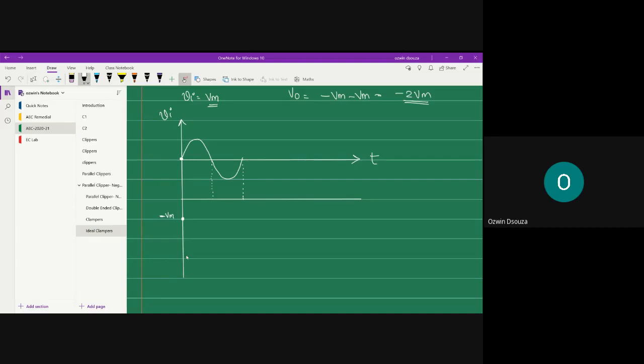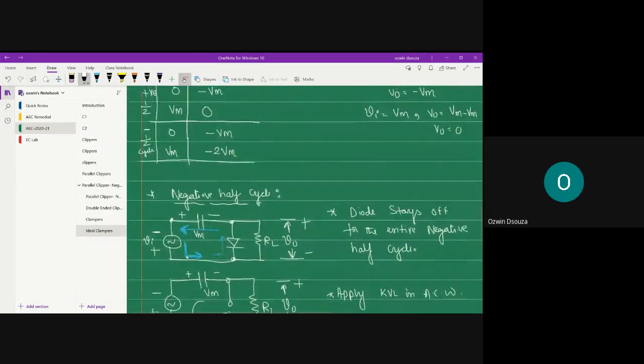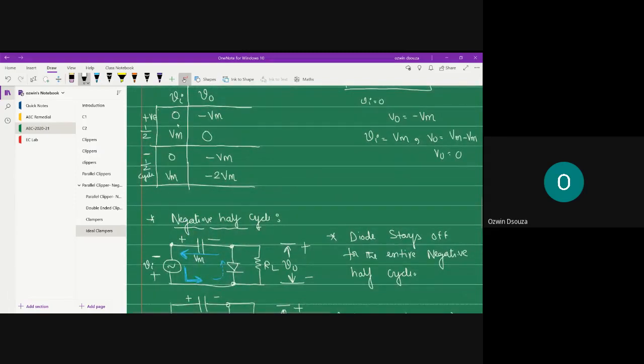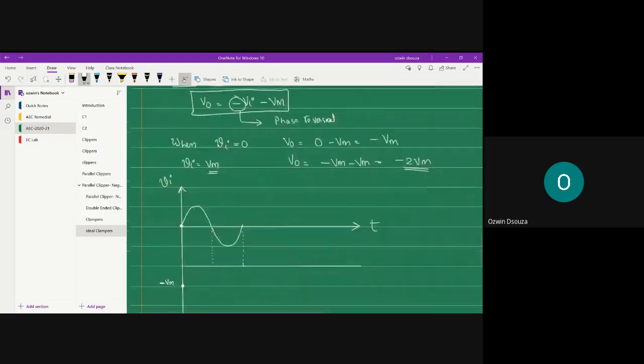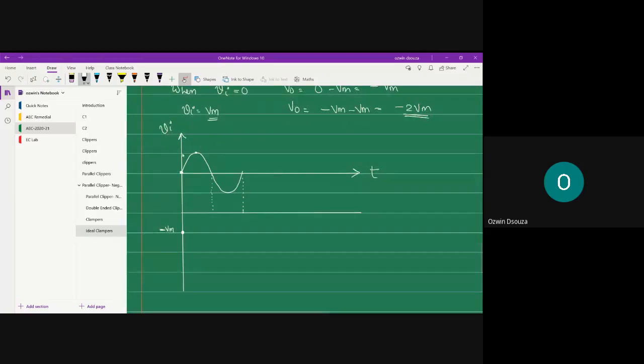Minus Vm. Correct. In the first positive half cycle, we have seen that when your input is 0, output is minus Vm. And when your input attains positive maximum, your output attains 0 voltage. Similarly, when your input becomes 0 volt, the output stays at minus Vm volts. So this is how the output voltage looks, so that's your output.